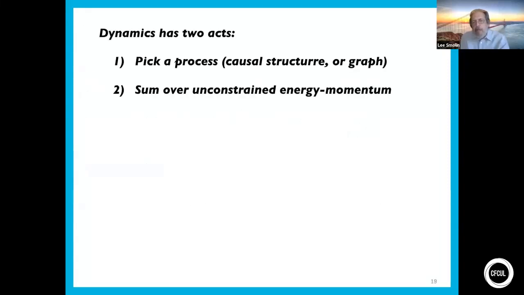There are two parts to dynamics. Just like when we do ordinary, say, quantum field theory perturbatively, we pick a sum over Feynman diagrams organized by some power series approximation. And then in each diagram, we sum over the unconstrained energy and momentum. Basically, we do the same here, only the first part, which is analogous to a Feynman diagram, is picking a process which develops into a causal set with energy and momentum.